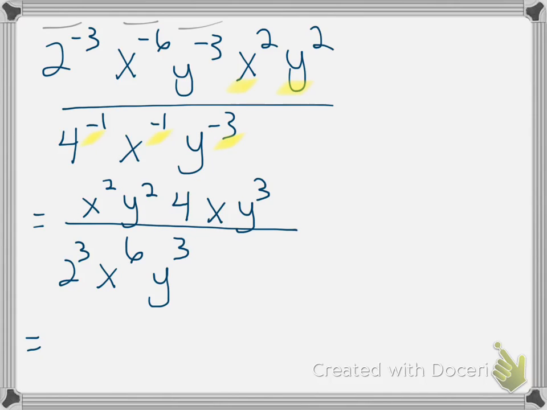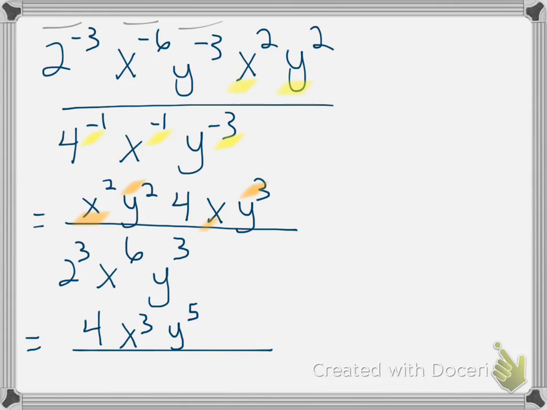Alright, then we can continue to simplify this. What's nice is now that we've got things a little bit easier, on top we can combine a few of the things that are in common. So let's go ahead and do that. Looking at this, x squared and x will become x cubed. And then looking at the y's, y squared and y cubed will become y to the 5th.